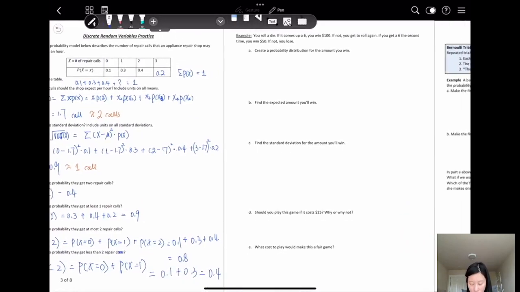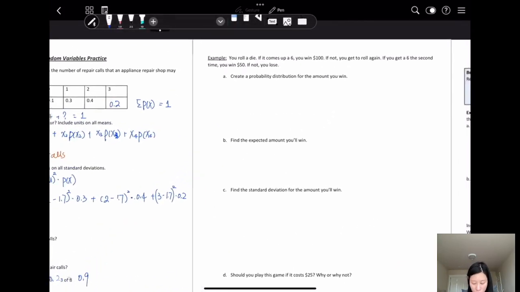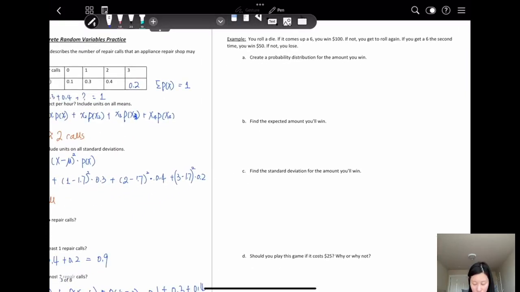Okay, now let's take a look at another example. So they say if you roll a die, if it comes up 6, you win $100. If it's not, you got to roll again. If you get 6 the second time, you win $50. If it's not, you lose. So what's the probability? So let S be the amount that you might win in dollars.